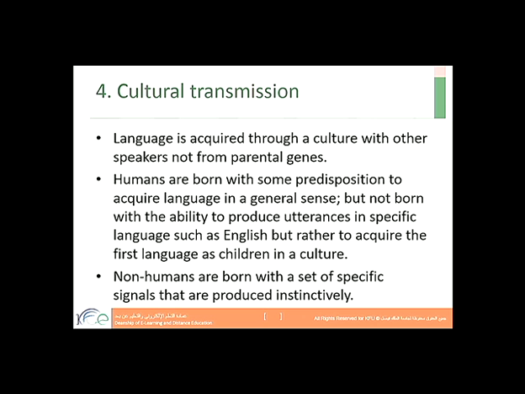The fourth property of human language is cultural transmission. In this property, as you may notice, we want to emphasize the role of culture. In learning any language, we cannot ignore the role of culture. Culture must always be thought of as a major medium of learning language. So language is acquired through a culture with other speakers, not from parental genes. So we can't necessarily guarantee that a language will be acquired just because we inherit it from parents. There must be a culture, there must be communication with others. So through this medium of communication, language can be acquired.